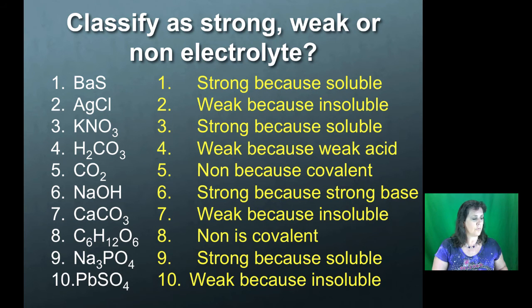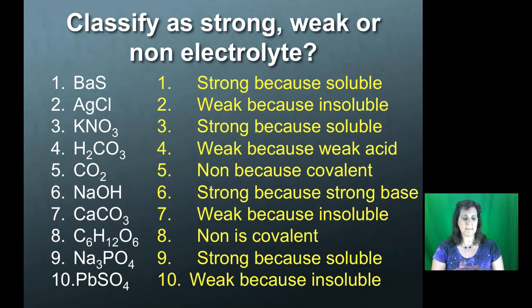All right, let's go back through looking at solubility rules for the rest of them. Number 1, BaS. That is strong because it is soluble. Rule number 9. Sulfide ion is insoluble except for calcium, strontium, and barium are soluble. So BaS is soluble, rule number 9.